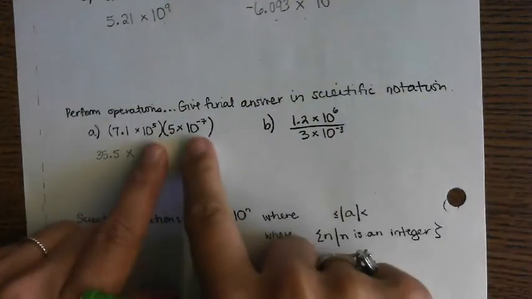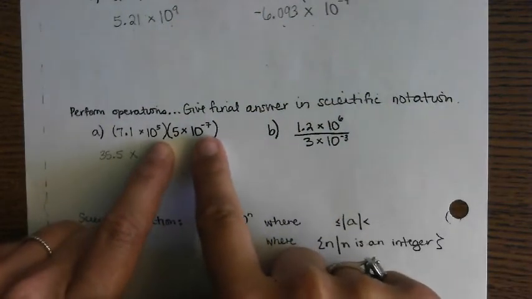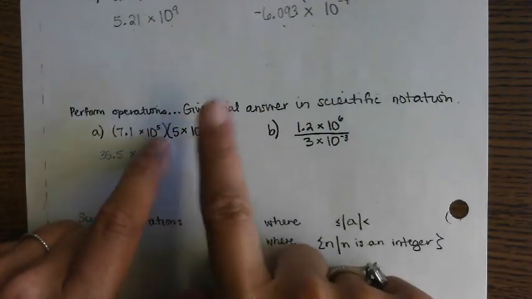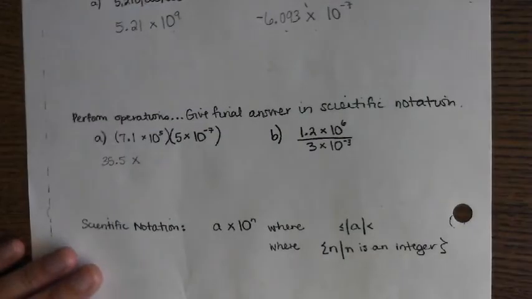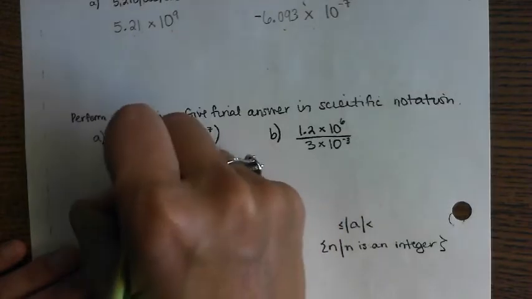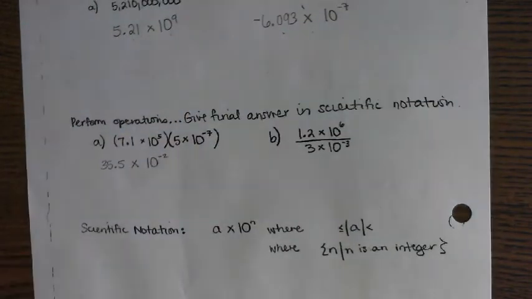times, and then with the tens, we're going to kind of follow our exponent rule. 10 to the 5th, 10 to the negative 7th. When you deal with your common bases, that's going to become 10 to the negative 2nd. Now here's the glitch. That's not okay.